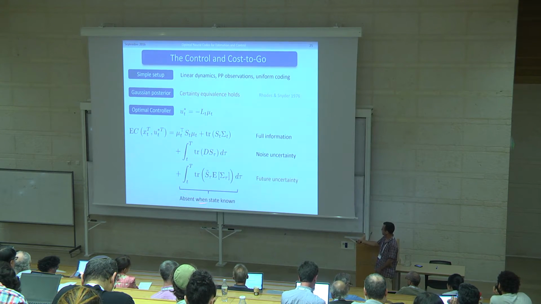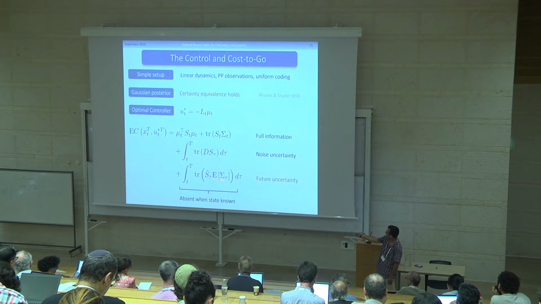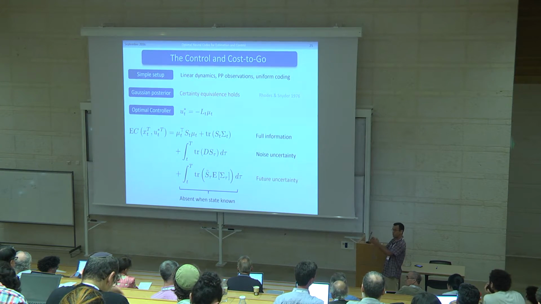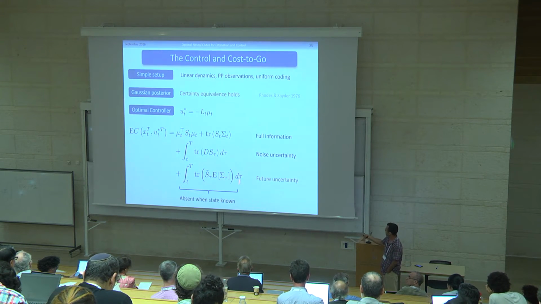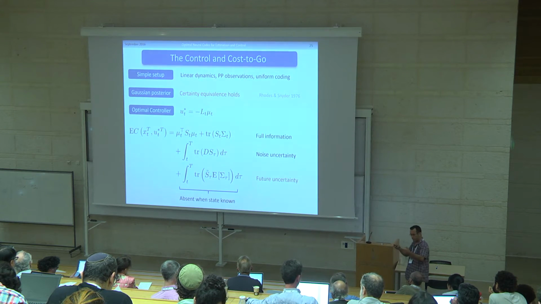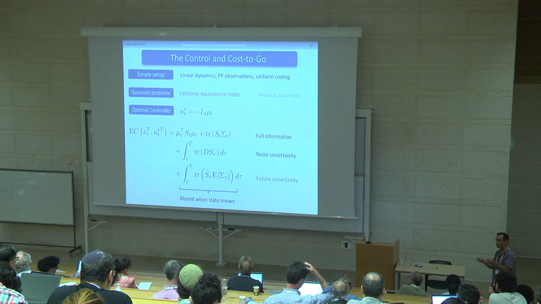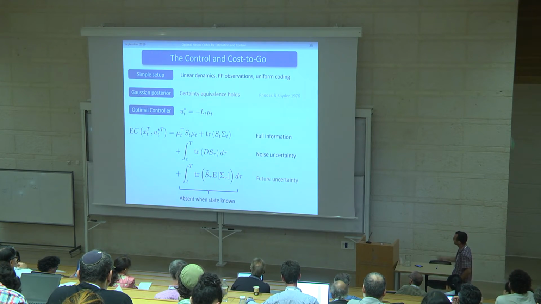This term, don't worry exactly about the form, but what it contains here is the integral from your present time up to the future of your variance. So this term is absent when you know the state, but when you do not know the state, this is the explicit contribution of your future uncertainty to your control. And this is a really important issue because part of your control has to deal with reducing this uncertainty.